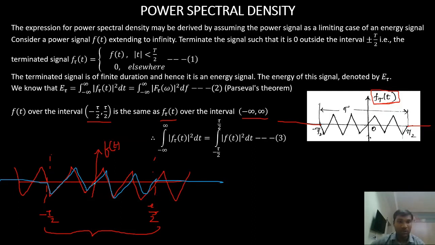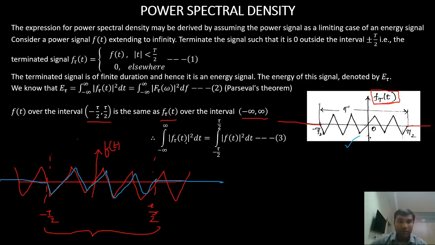So the blue signal here is f of t over the interval minus tau by 2 and tau by 2. And this signal here is f tau of t from minus infinity to infinity. Both are the same. That is what we are telling here. Since both are the same, the energy of both the signals must be the same, right?